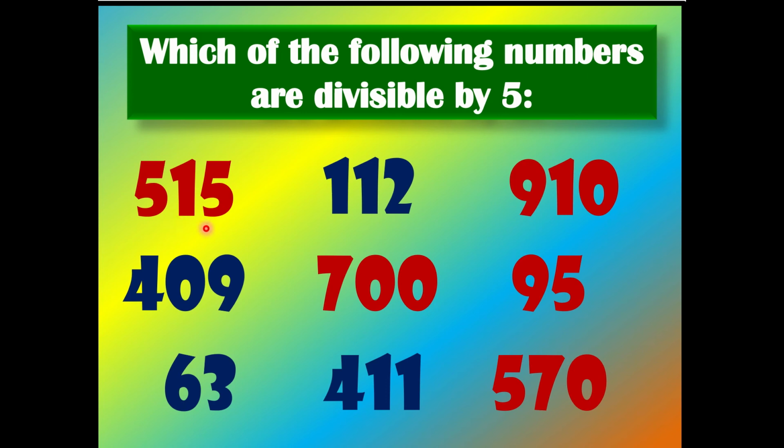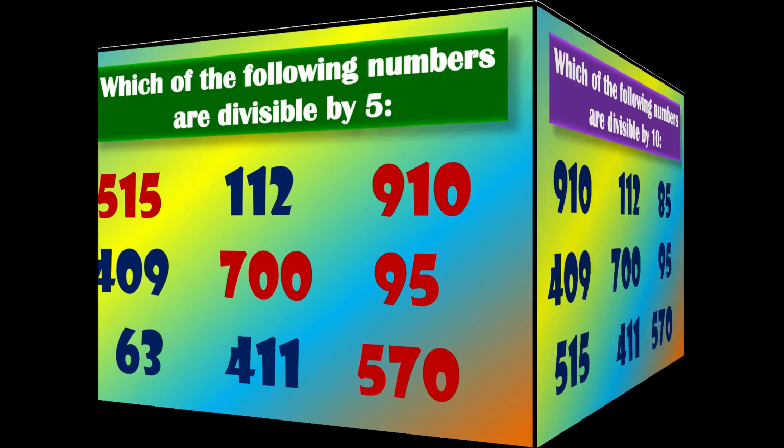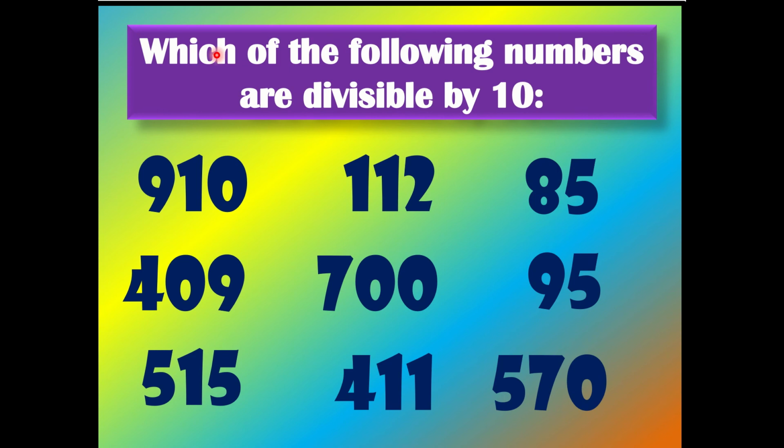First is 515, 910, 700, 95, and 570. The ones in red are divisible by 5. Okay, let's go to which of the following numbers are divisible by 10? Is it 910, 112, 85, 409, 700, 95, 515, 411, or 570? Which of them are divisible by 10?